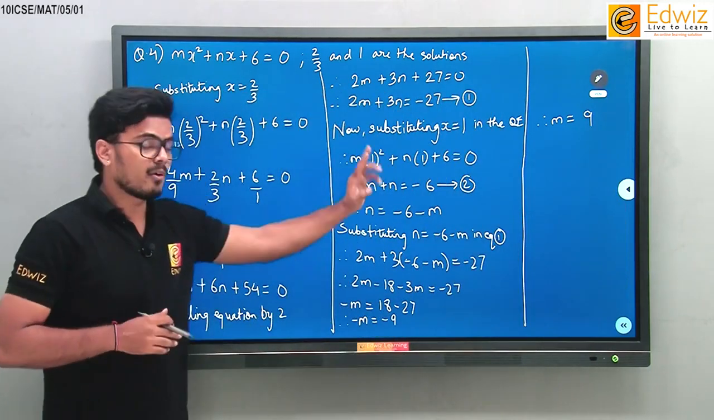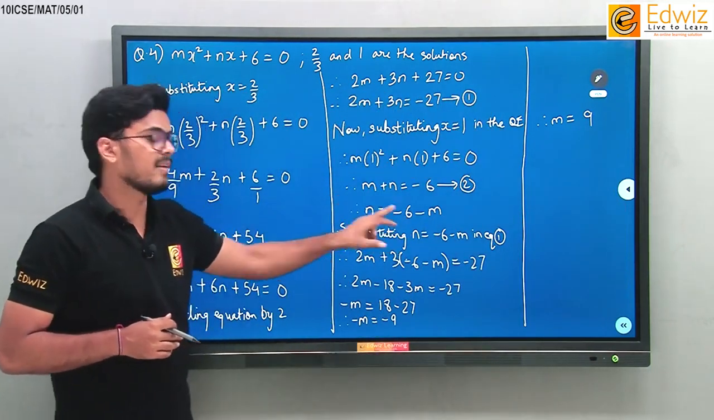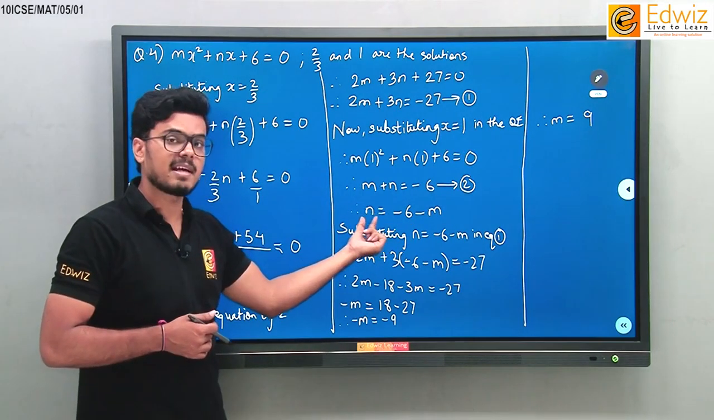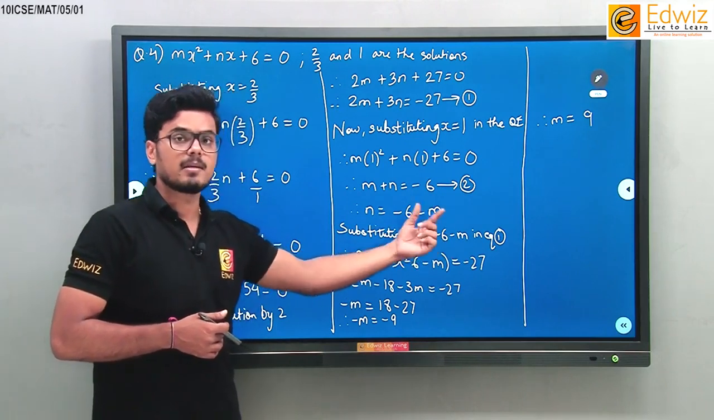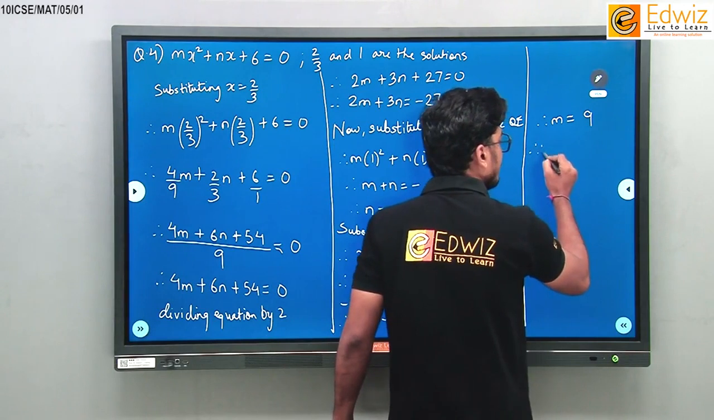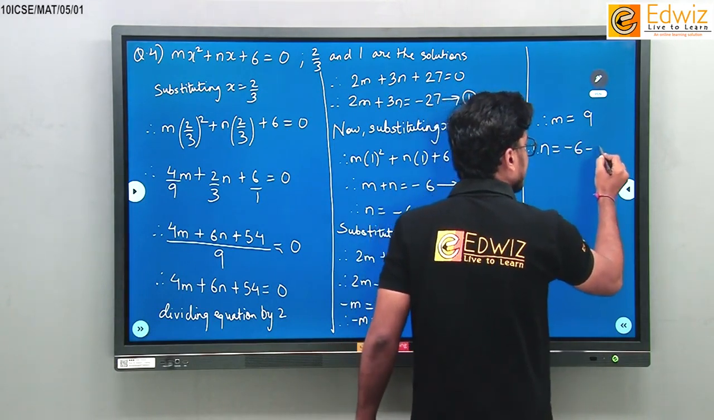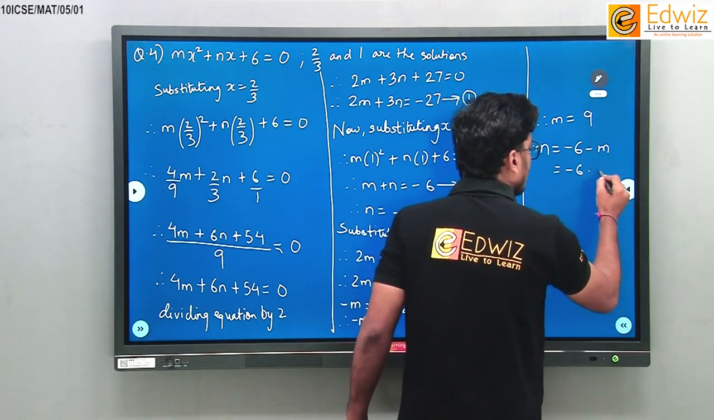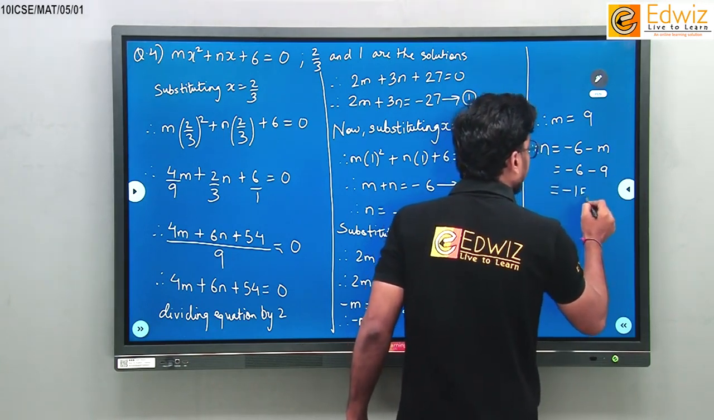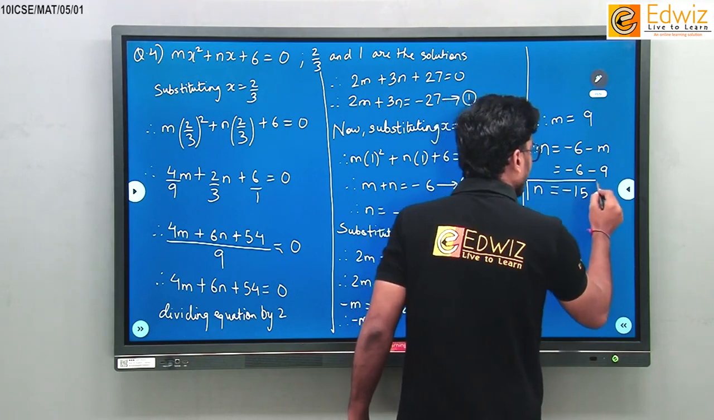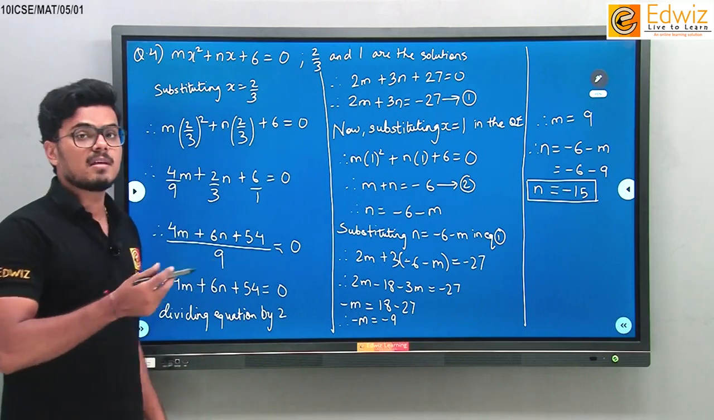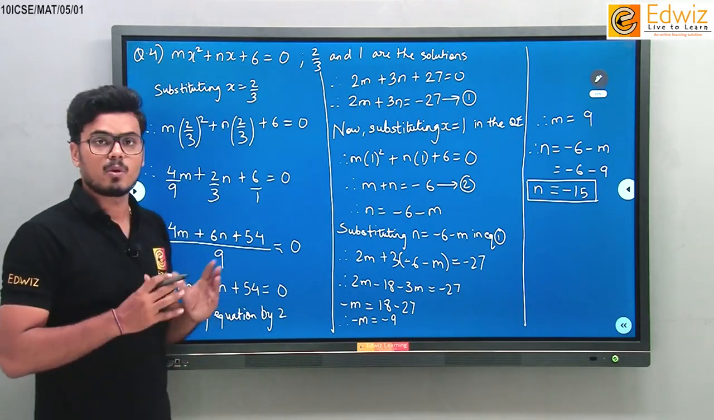Now we have the value of m, all we need to do is find the value of n. In this substitution, we found the value of n in terms of m. So instead of m, now we will just substitute 9. Therefore, we know that n is equal to minus 6 minus m. Here we will substitute 9, so it will become equal to minus 15. This is the value of n. So m is 9, n is minus 15. That is the solution of this question.